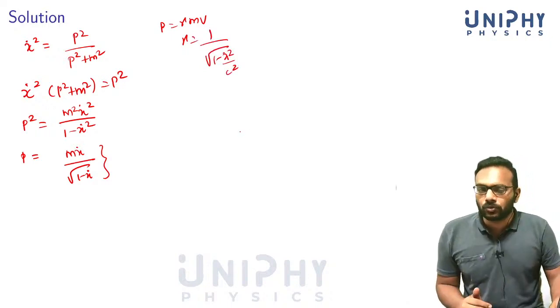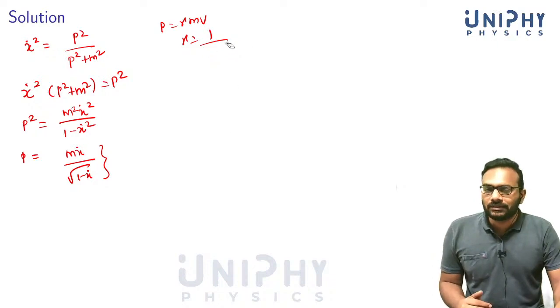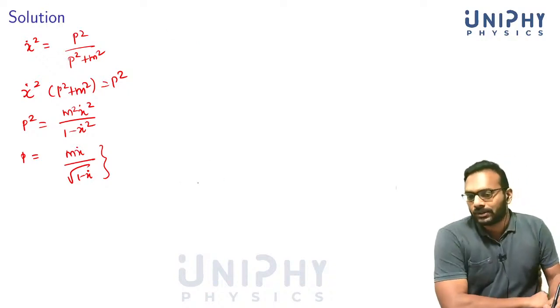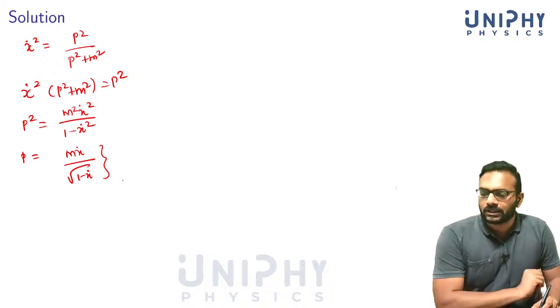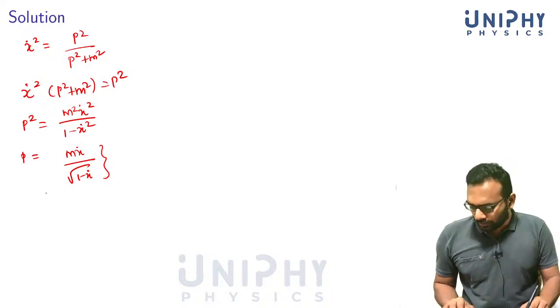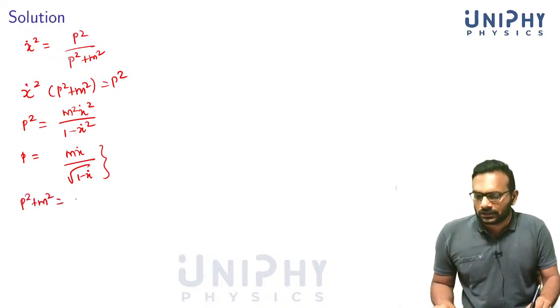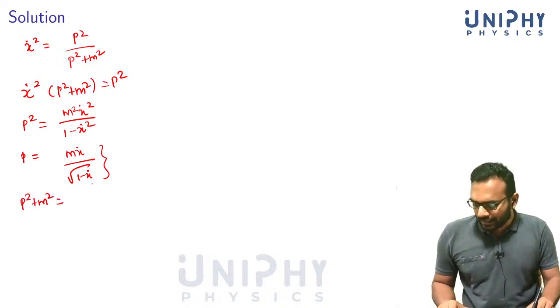We have taken c equal to 1. So this is the relativistic momentum, and this is why we use that particular expression as the relativistic Hamiltonian. So we have got the relativistic momentum. In order to make it convenient, we will also find p square plus m square.